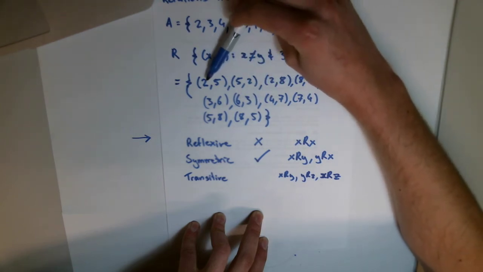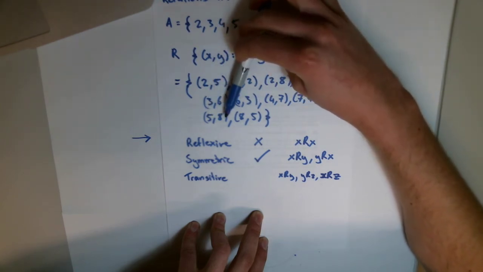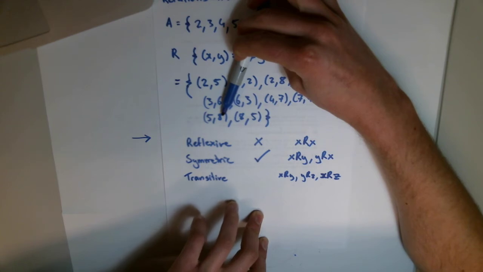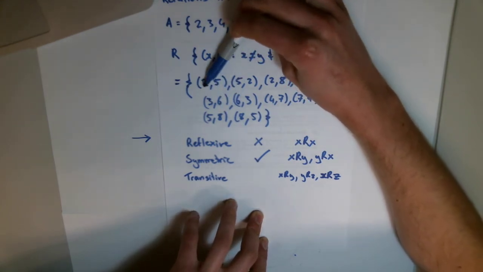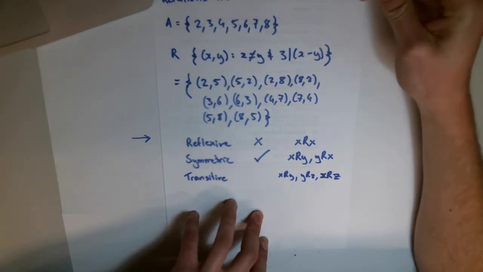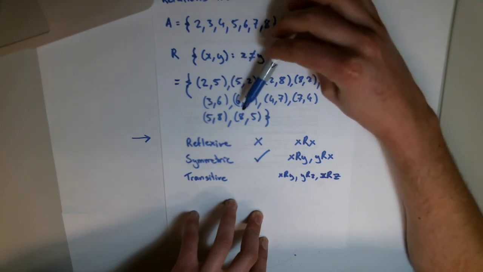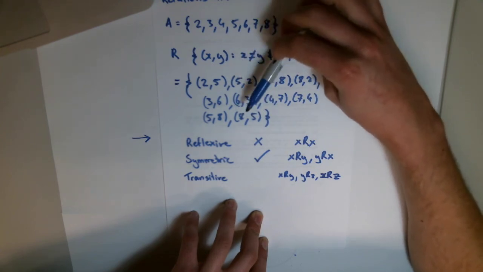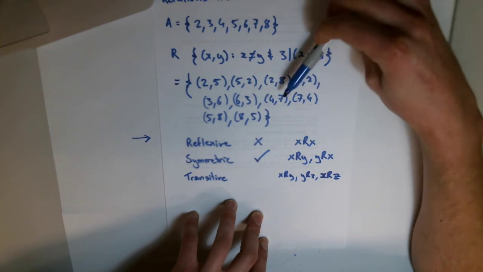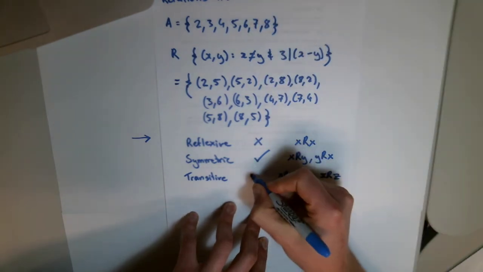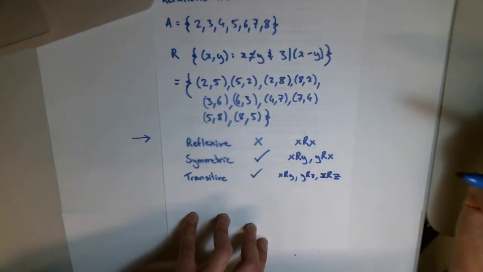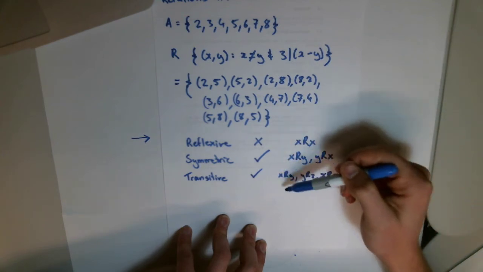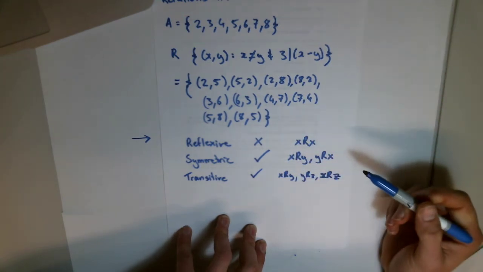We don't have anything mapping from 6. Oh yes, we do. So we have 2 to 5 and then 5 to 8. So for this to be transitive, we must also include the relation 2 to 8, which we do. And now in reverse, if we go from 8 to 5 and 5 to 2, we also include the relation of 8 to 2. All right. So this is, in fact, a transitive relation, because we can't find any counterexamples where this does not hold true.